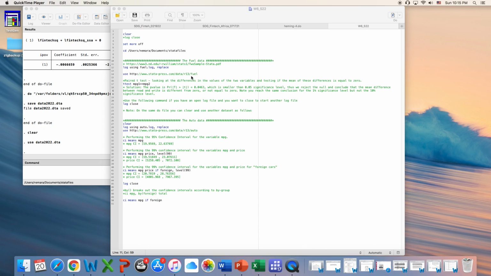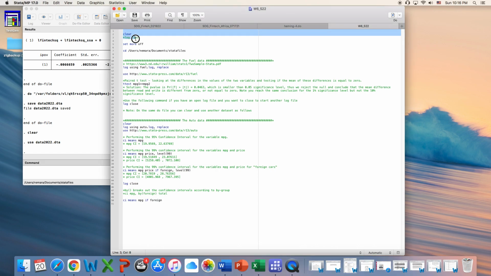So let's say here we're using the fuel data set, and we are clearing and then calling another data set, which is the auto data set. So in the same do file you can keep importing and clearing, importing and clearing, so you don't have to create multiple do files. Let's say you want to exercise with two or three data sets, then you can do that in one do file. So let's start.